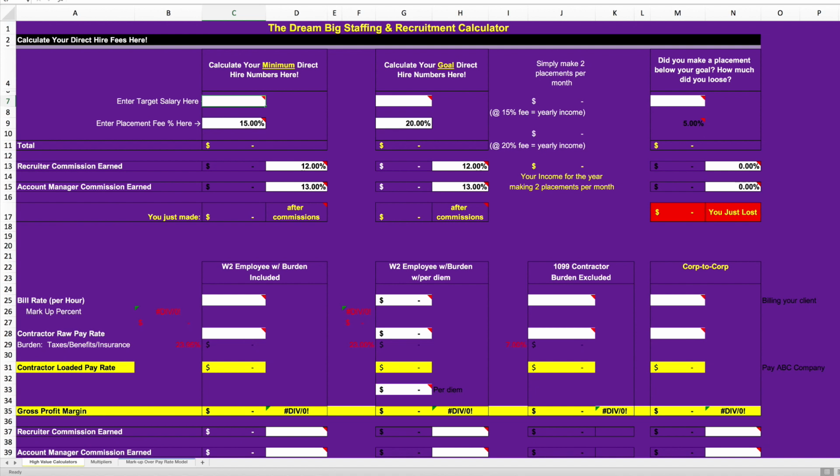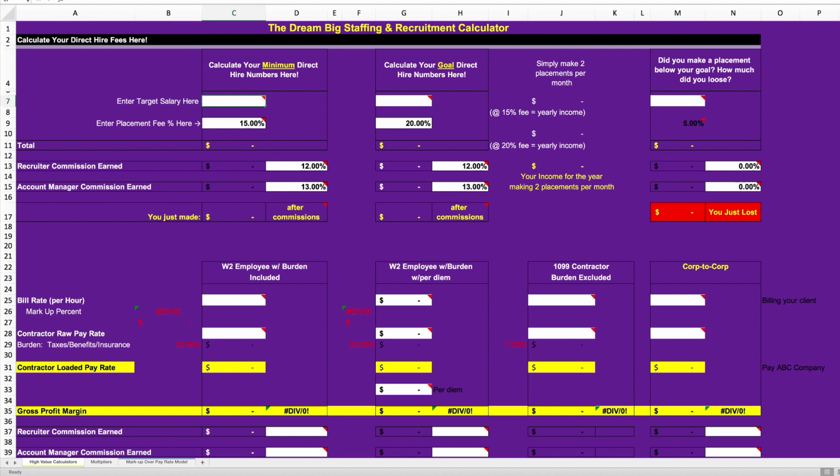Hey guys, so you're here because you're looking to figure out how you can calculate the fees that you want to receive from the employers, right? Based on the people that you match into opportunities. And this calculator does a number of things. First of all, there are four different versions of this calculator.